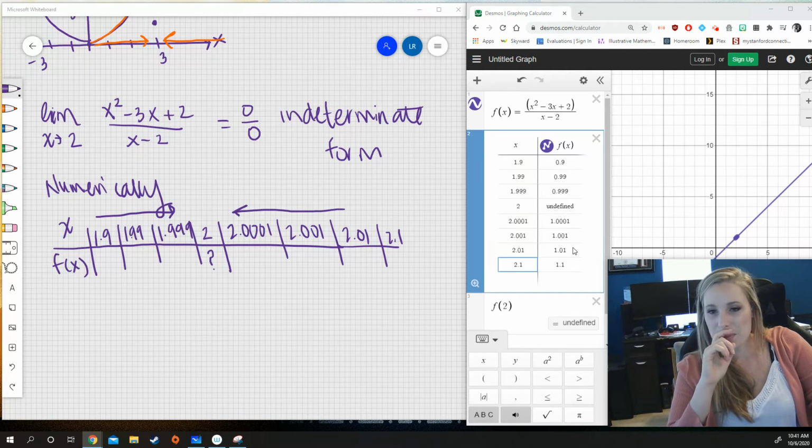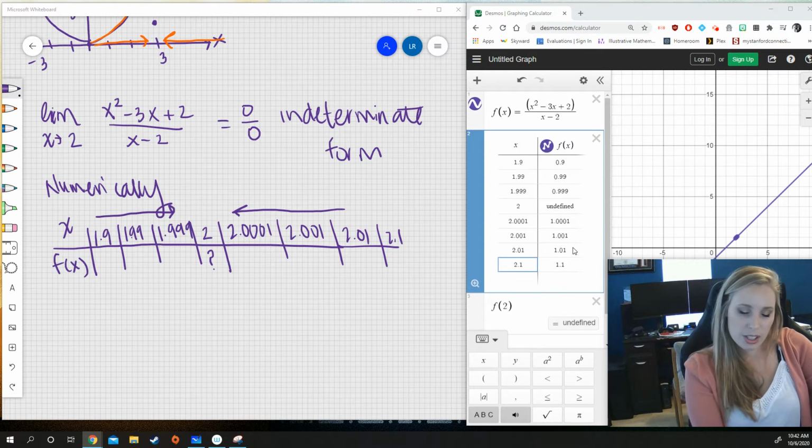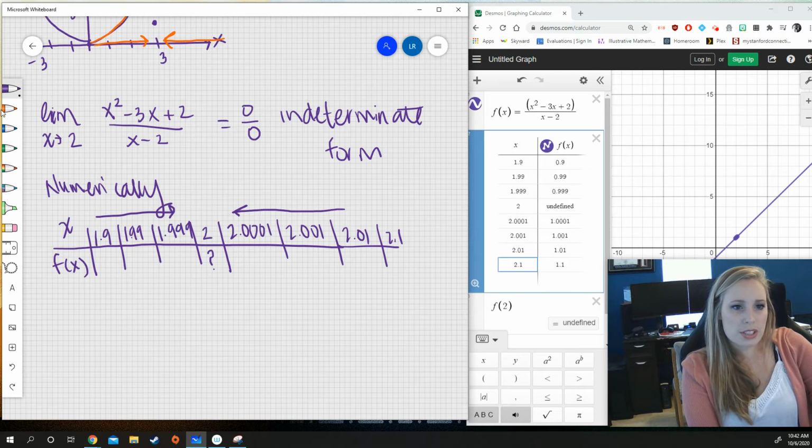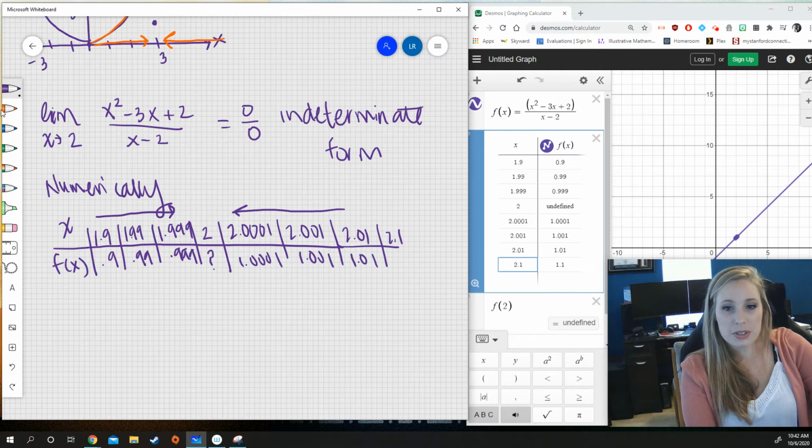What would make sense to be right there? As we look at these values, when x is 2, it looks like it's approaching 1. Doesn't it look like it's approaching 1? So I will fill in the numbers we just discovered: 0.9, 0.99, 0.999, and then 1.0001, 1.001, 1.01, and 1.1. And so it would make sense for this question mark to be 1.